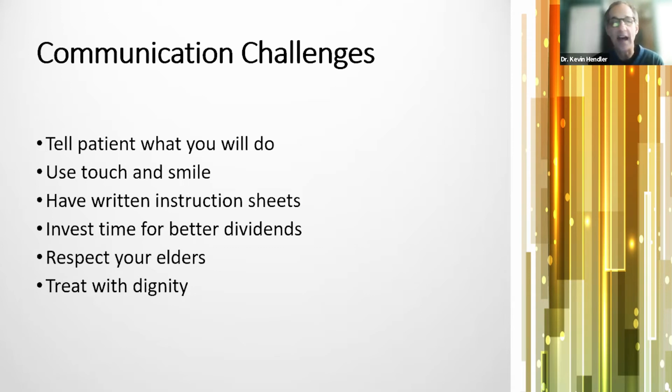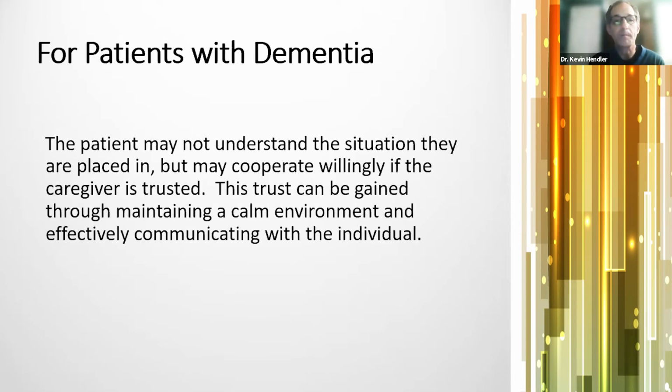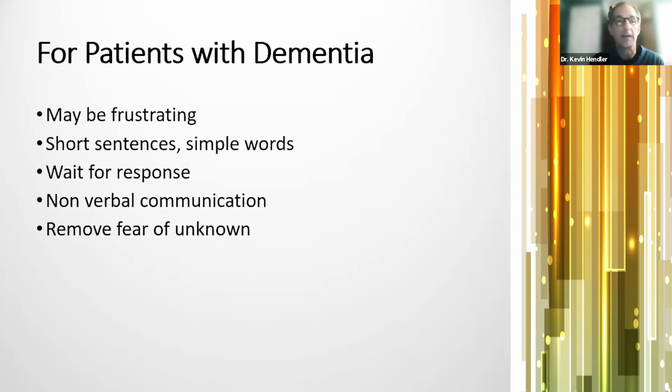I can't stress that enough when you're treating individuals, definitely with older adults, and I would say any patient that you're treating, treat them with respect and treat them with dignity. So for patients with dementia, they may not understand the situation that they're in, but if they trust the caregiver that's with them, then they often cooperate and you can get things done. And this is just maintaining a calm environment and, again, effectively communicating.